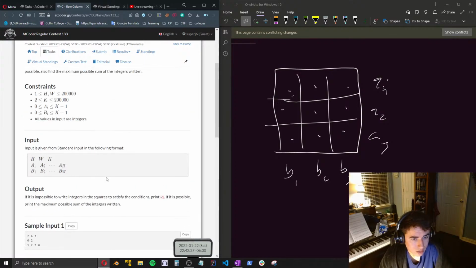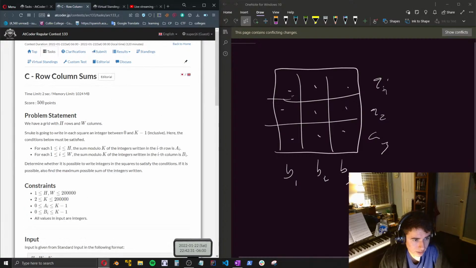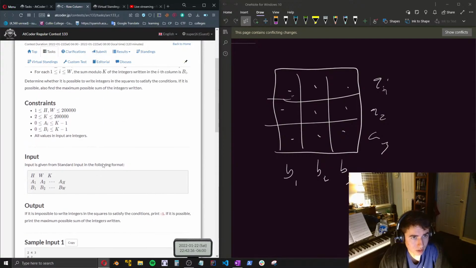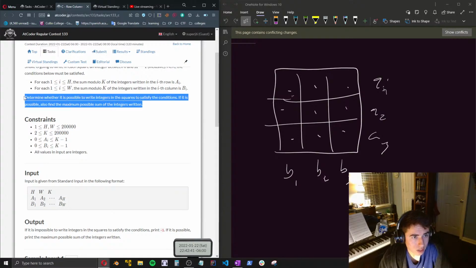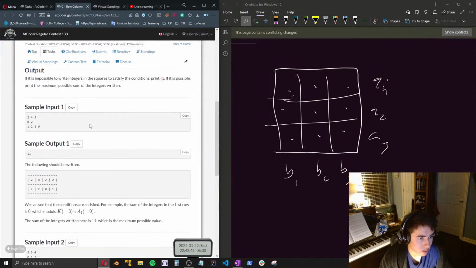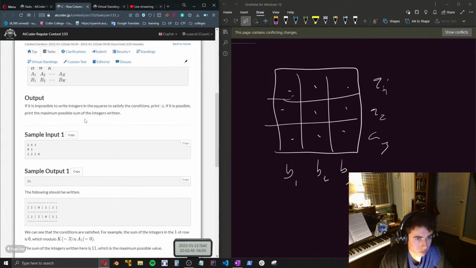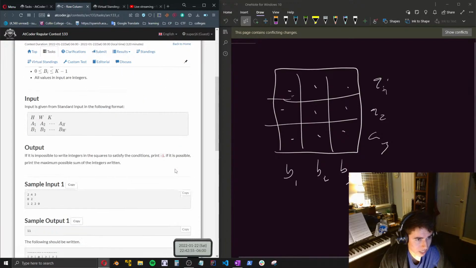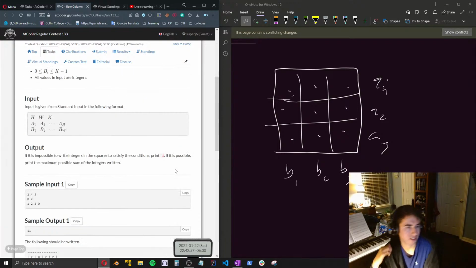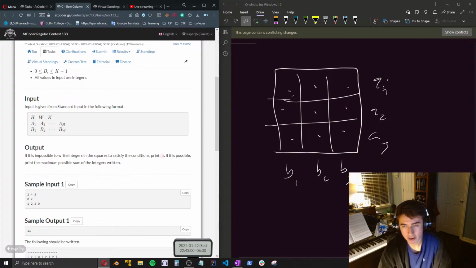Okay. AI modulo K and BI modulo K. Maximum possible sum. Oh, even harder. Also find the maximum possible sum of integers. I see, I see. Well, first off, we just need to figure out if it's possible, right? And then probably once we figured out that condition, the maximum condition will become apparent.